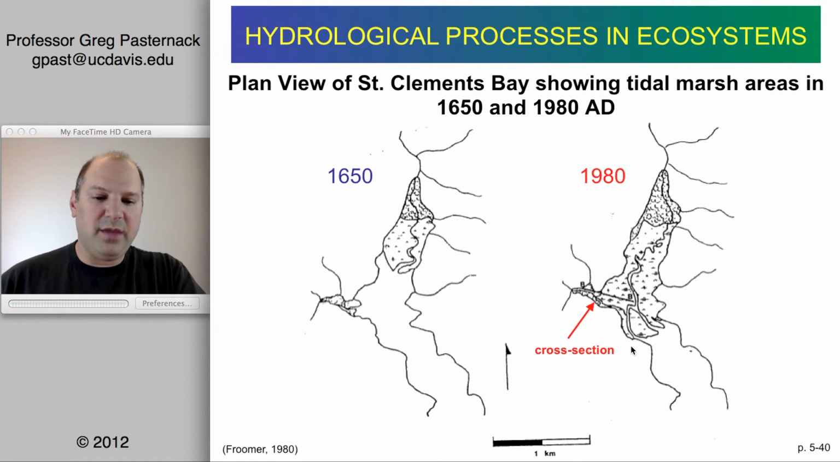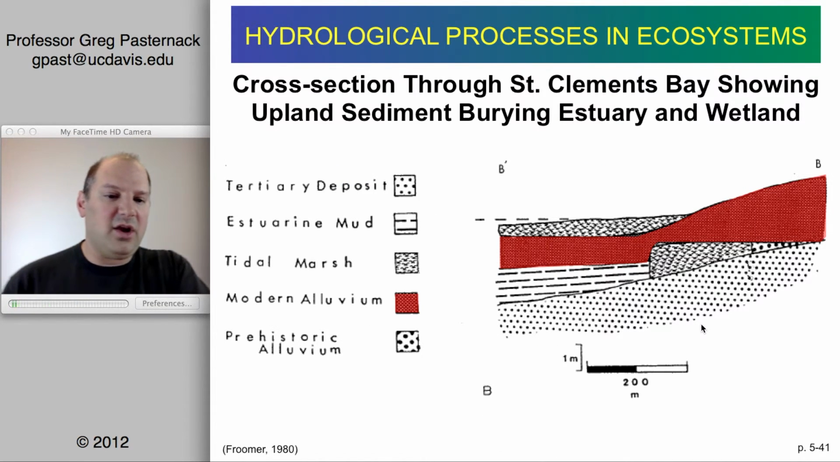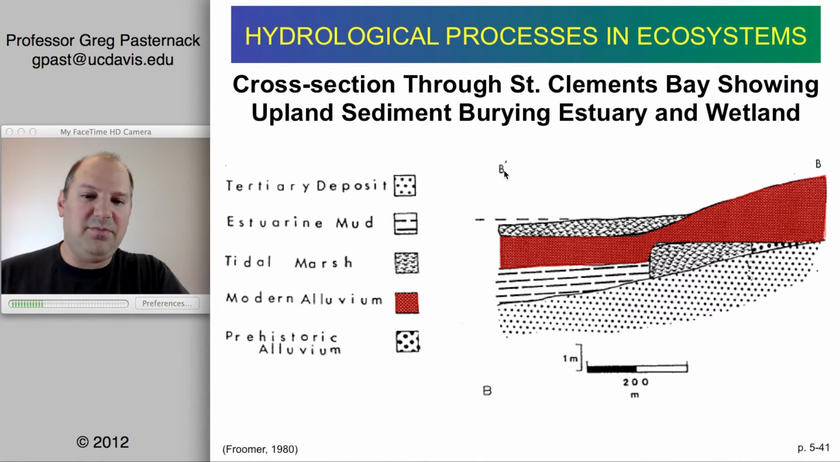So in 1980, Frumer went there and trenched through here to see what it looked like in this one peripheral tributary coming out into the main tributary, and then made what we call a stratigraphic cross-section of that going from B to B prime as you head out from the land. Underneath here, what you see are these circles, this dotted pattern, that shows the prehistoric alluvium. Alluvium is sediment, so that was what was there before.